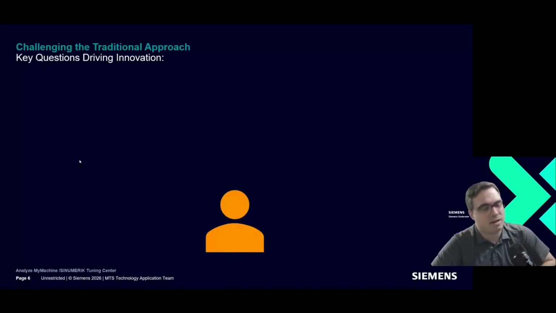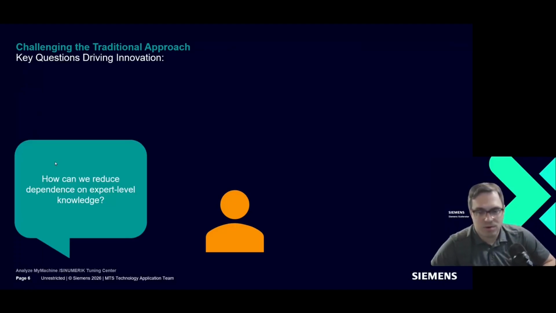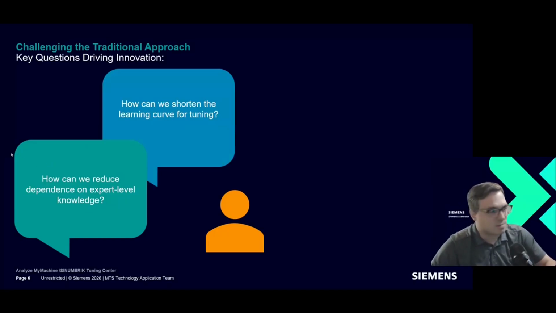So now I want to take a minute just to challenge the standard approach because clearly there are some areas that we could improve. And here are some key questions I put together that could drive innovation. So first off, how could we reduce the dependence on expert level knowledge? There's a little bit of a gate here. How can we open that gate and let more people be able to tune systems?